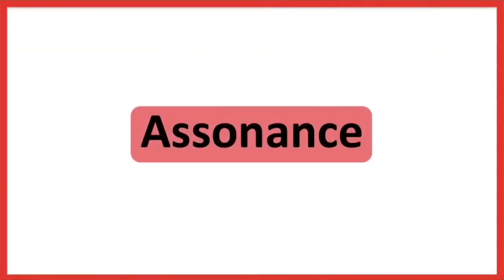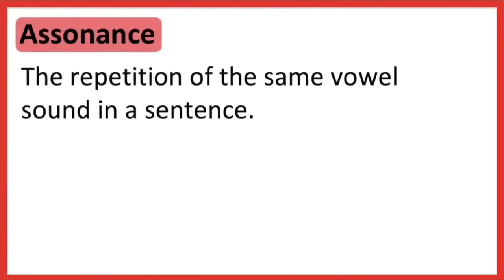Assonance. Assonance is the repetition of the same vowel sound in a sentence. This language device is used to make writing more interesting and fun for the reader. Assonance is usually used in poems. It also creates rhythm, sets the mood, and allows the sentences to flow. The vowels are A, E, I, O, U.